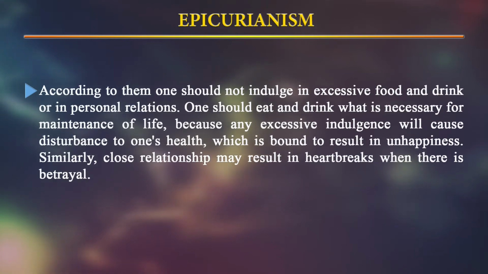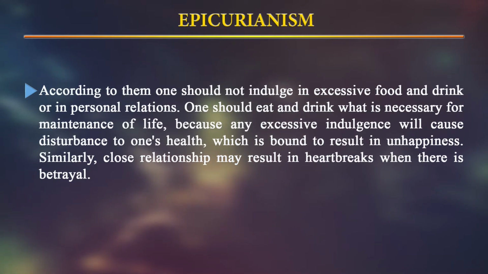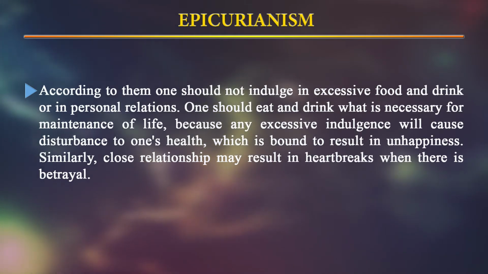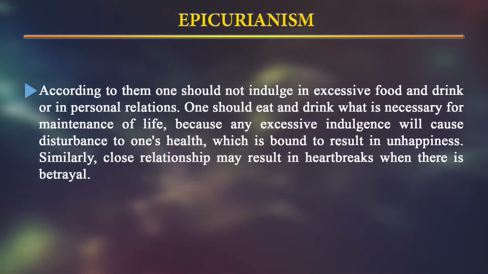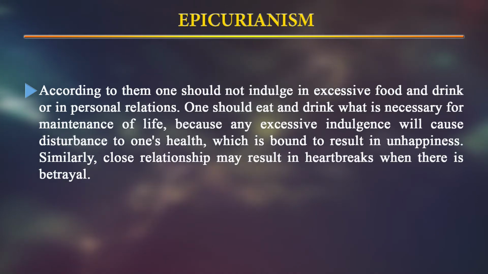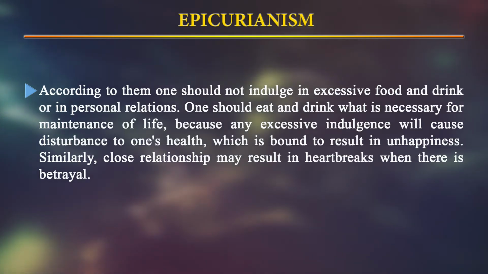According to Epicureanists, one should not indulge in excessive food and drink or in personal relations. One should eat and drink what is necessary for maintenance of life, because any excessive indulgence will cause disturbance to one's health, which is bound to result in unhappiness. Similarly, close relations may result in heartbreaks when there is betrayal. So, Epicureanism talks about living moderately in terms of food and drinks. One should lead a modest life. One should eat and drink according to what is just necessary for maintenance of life.